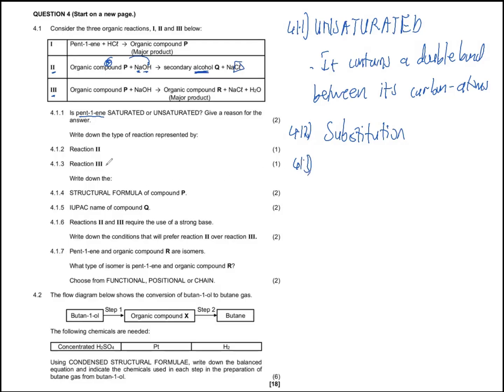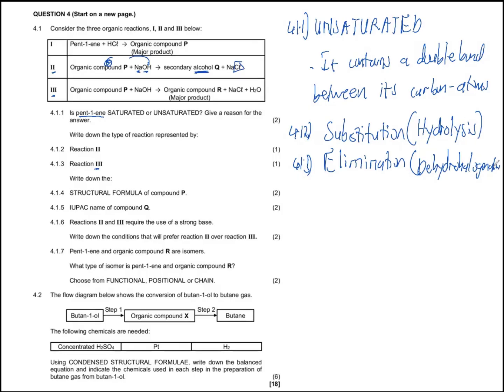But what about reaction 3? Reaction 3, as we did say, has to be the elimination reaction. Now, you wouldn't be penalized even if you came here and became specific. You'd still get a mark, but I'm just saying it's not necessary. Substitution is hydrolysis. Elimination, we have dehydrohalogenation. So for y'all who love to flex, that's how you'd write that.